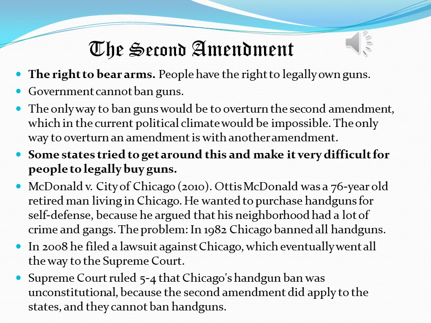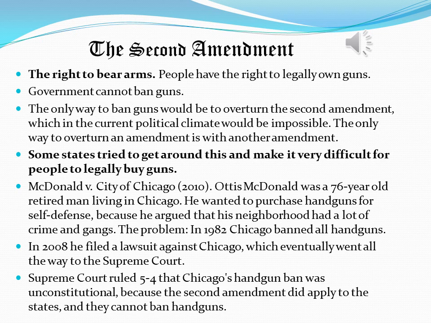But there was a problem with that. In 1982, Chicago banned all handguns. They were illegal. So in 2008, he filed a lawsuit against Chicago, which eventually went all the way to the Supreme Court. It was a close decision on a very controversial topic. The Supreme Court ruled 5-4 that Chicago's handgun ban was unconstitutional because the Second Amendment did apply to the states.